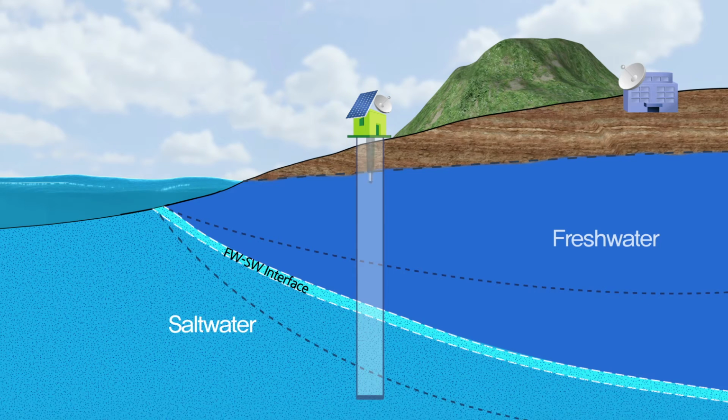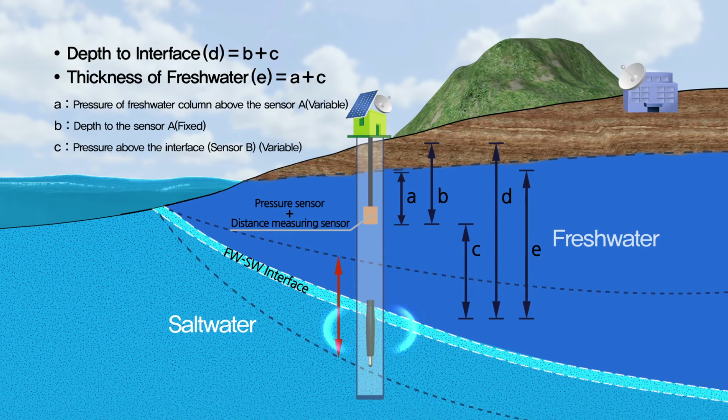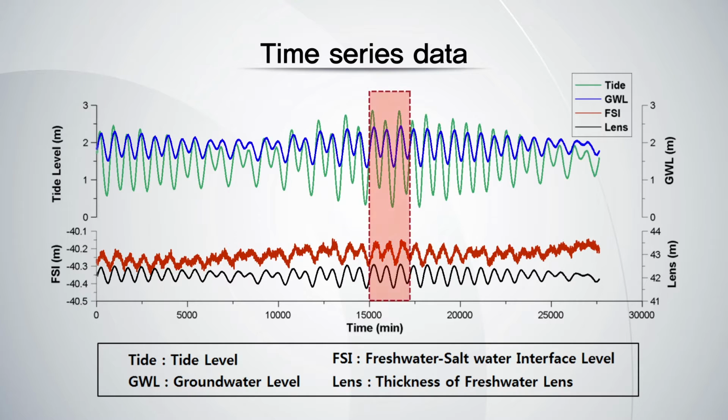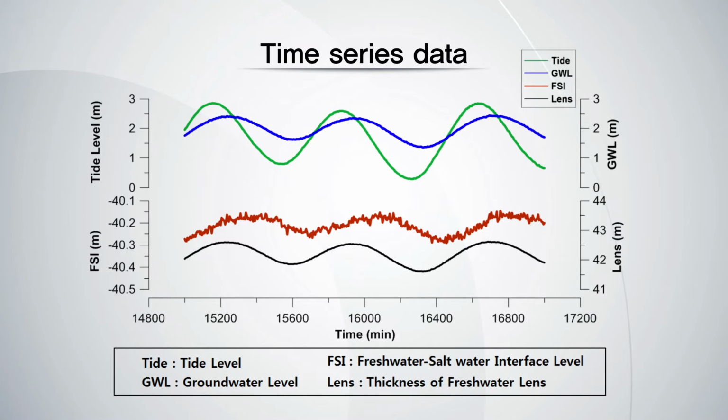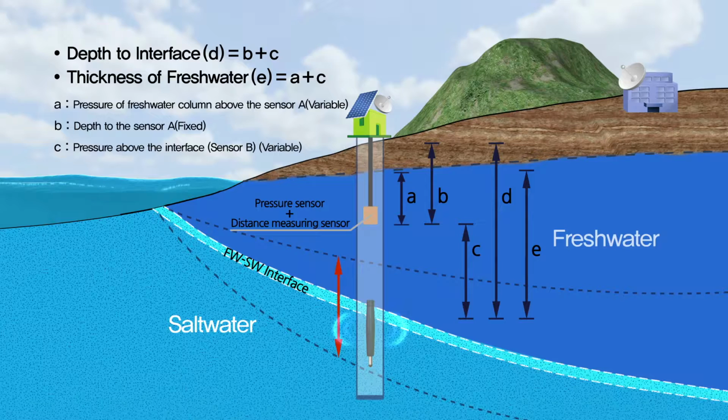One method which is practically used in a field site is the method of measuring pressure and distance to the device simultaneously after installing the buoyancy device in the FWSW interface, and pressure sensor and distance measuring sensor in another fixed depth. It is possible to confirm the depth of FWSW interface and thickness of freshwater lens of freshwater layer by using the measured values of the two sensors. And there is also an advantage that we can download and identify at office in real time.